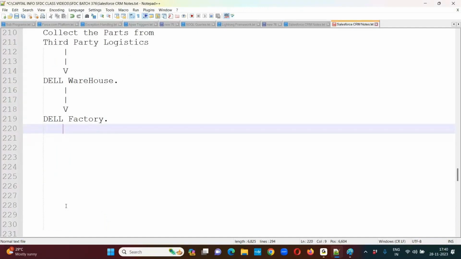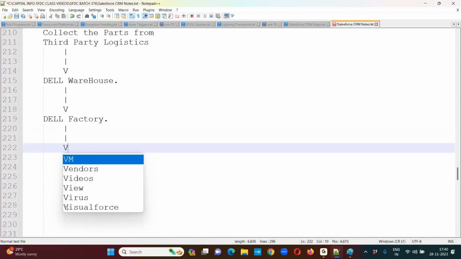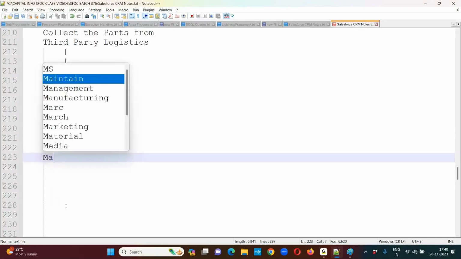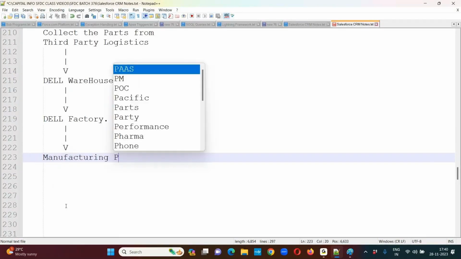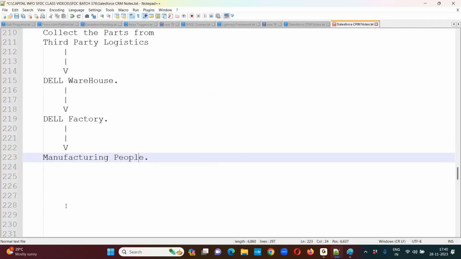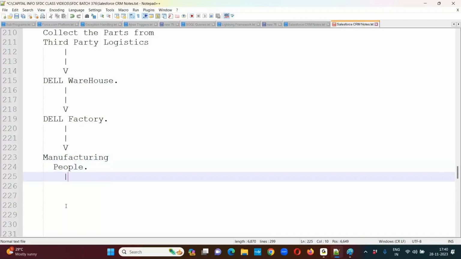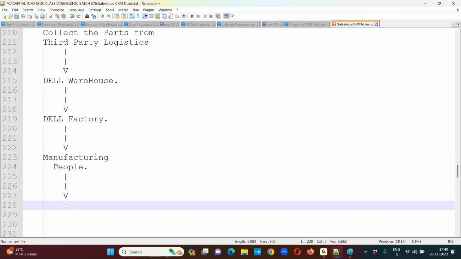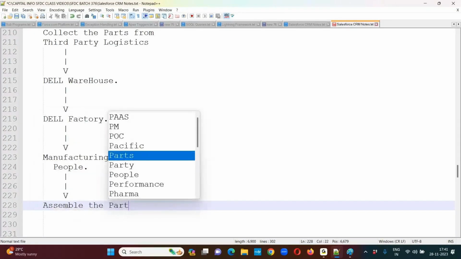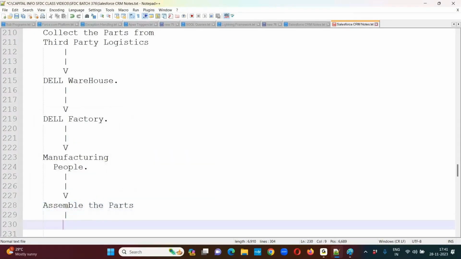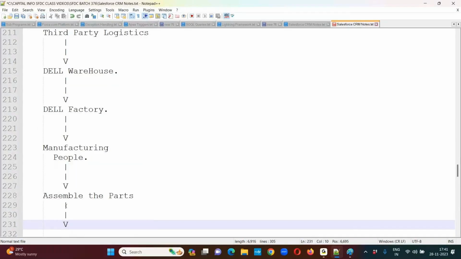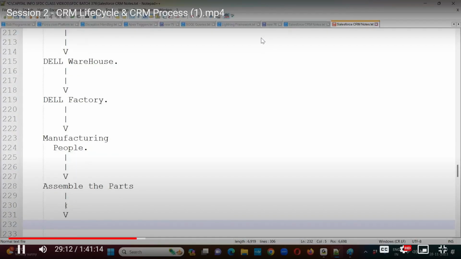As soon as the parts arrive at the Dell factory, the actual manufacturing people are available there. These manufacturing people collect each and every part and assemble all the parts together. They prepare the product, and on that product they put the brand of Dell.